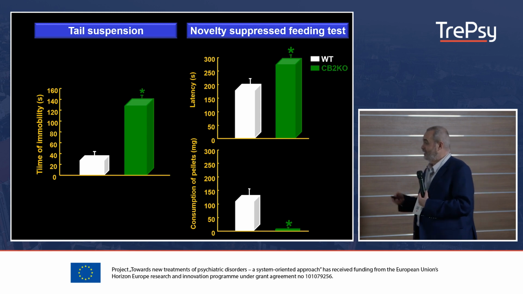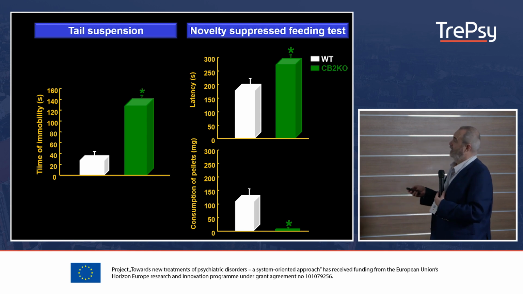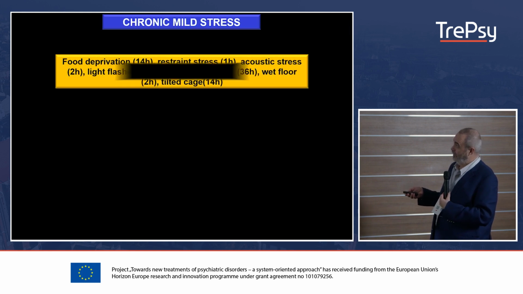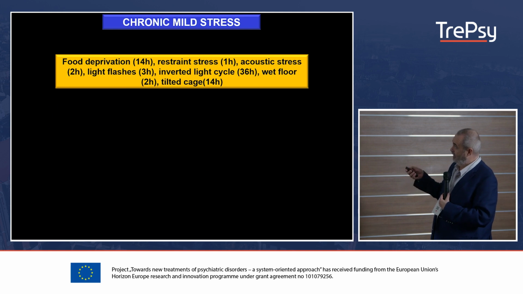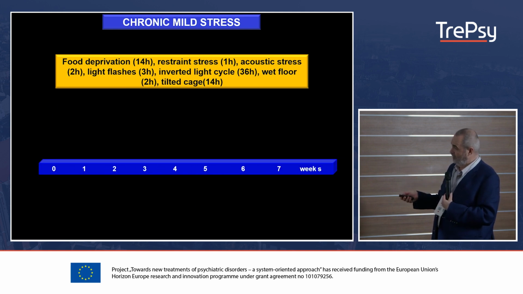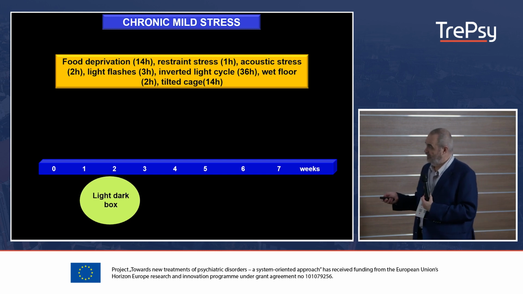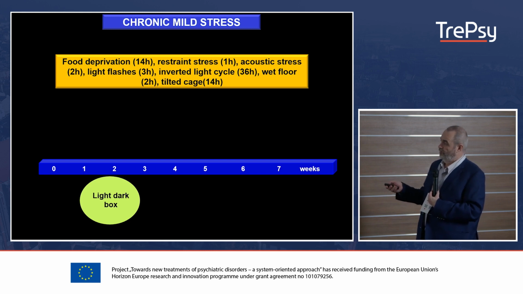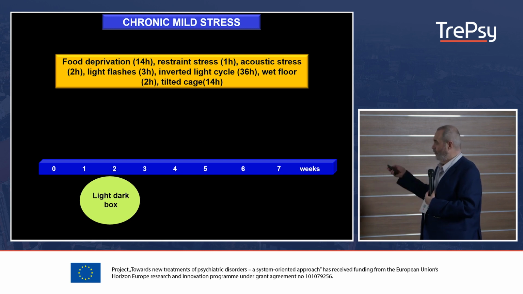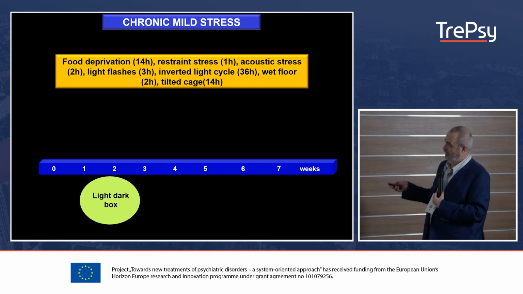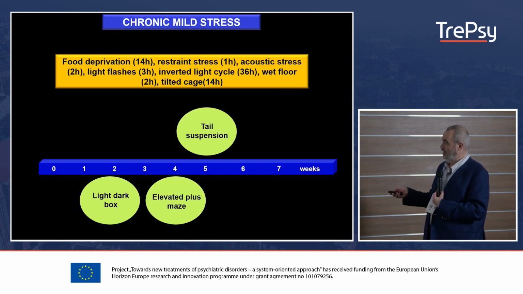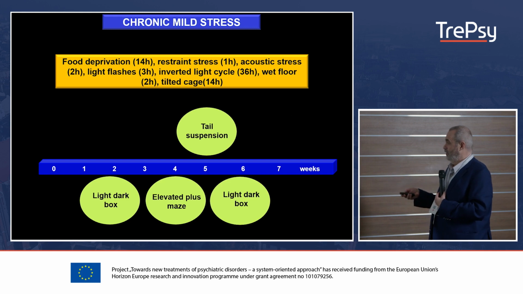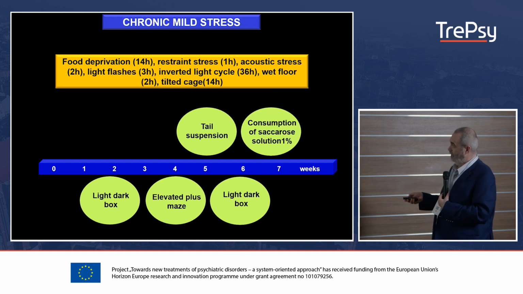Just to be convinced that this was also working in a model of depression, we used a chronic mild stress, using different types of stimuli three times a day for several weeks, with this type of schedule for 7 weeks. And something that we did a little bit differently from many other studies is that we checked for the different effects on behavior at different times over this schedule of 7 weeks. We used the light-dark box, elevated plus maze, tail suspension, and consumption of saccharose.